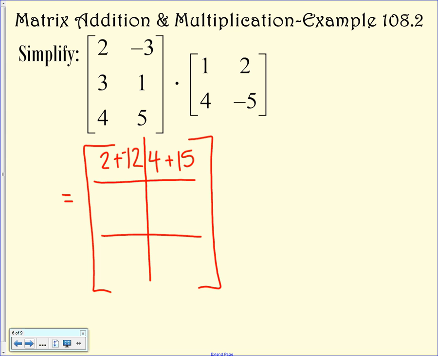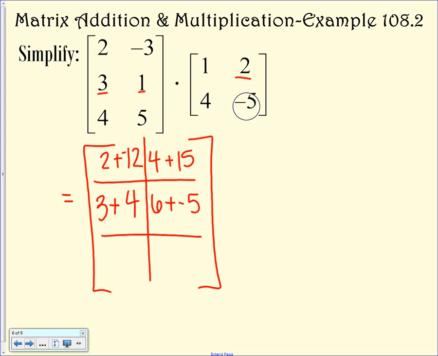Now we're going to go to the next row. We're going to do 3 times 1, plus 1 times 4. For the next element, we're going to do 3 times 2, plus 1 times negative 5.